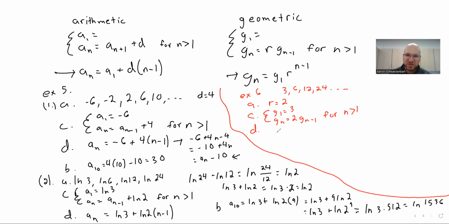My explicit formula, plug it in my form. First term, ratio is 2 to the n minus 1. My 10th term, ten minus 1 is 9. 2 to the ninth again is 512. Times 3 is 1536.